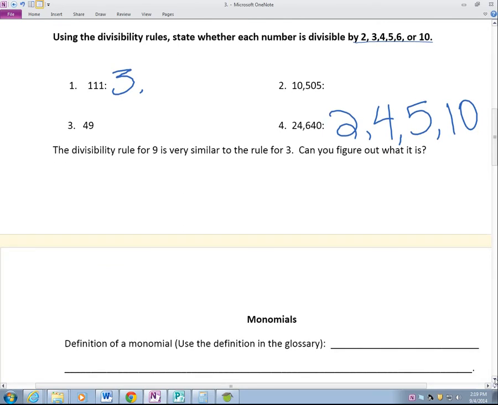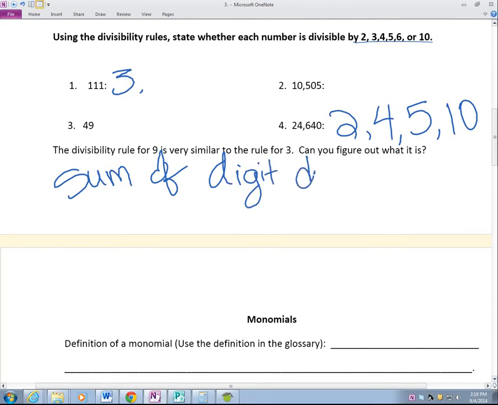Now, the divisibility rule for 9 is very similar to the rule for 3. Can you figure out what it is? What do you think it is? Yeah, it's the exact same thing. But if the sum of the digits is divisible by 9, then it is divisible by 9. Okay, so that's what you're doing. Sum of digits divisible by 9. So is the number.